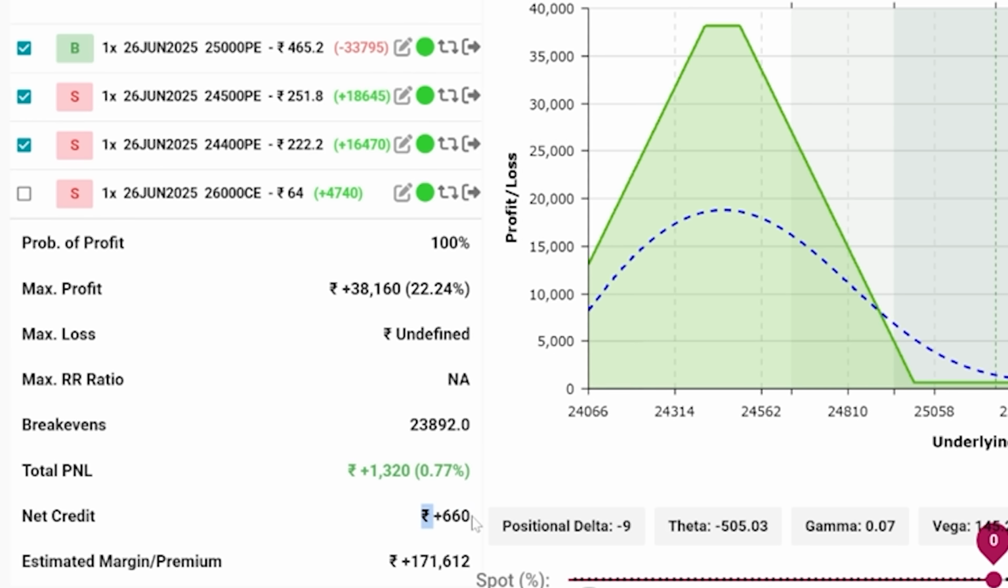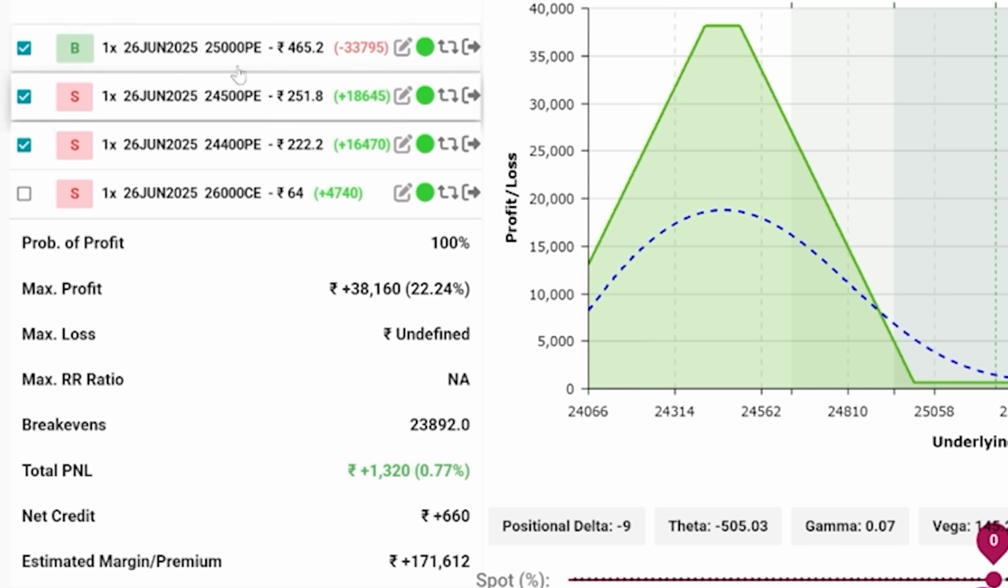There's a small net credit. However, I thought, in case the market turns slightly bullish, there may not be a good profit. And even if the market reverses, I thought 26,000 would be a good resistance. So I just wanted to sell one extra call.